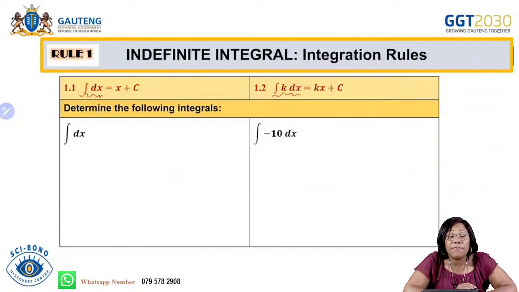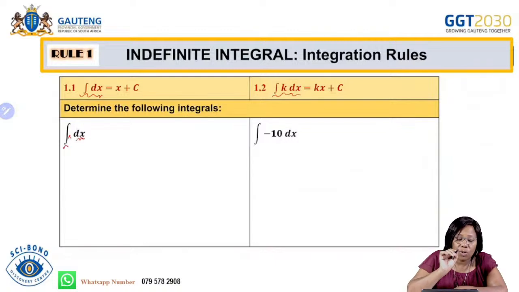Let's look at the first problem. It says determine the following integral. The first one we are given is the integral with respect to x. But if you look, there is no expression next to it, the integrand is not there. In that case, grade 12, because you are integrating in terms of x, you must include that. This simply means we are integrating x to the power 0 with respect to x.